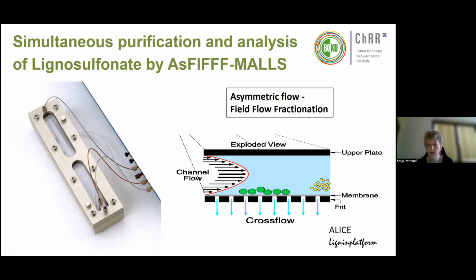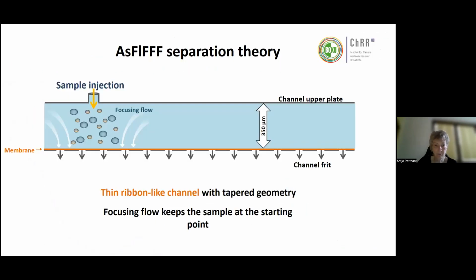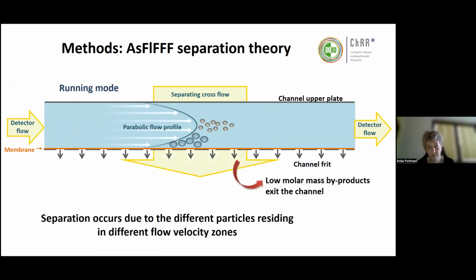So we use the smallest possible membrane here, and then we separate the molecule. The way it works is you inject your sample and you focus your sample at the start of this channel, and then you switch on a flow, get a parabolic flow profile, and you have some diffusion phenomena which basically lift the smaller molecules into the middle, which are then taken faster to the detector compared to your large molecules, which are more closely to this membrane here. And you have a separating cross flow here as well.